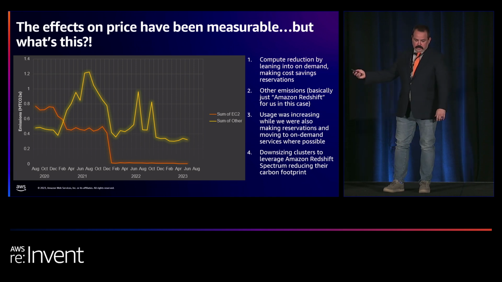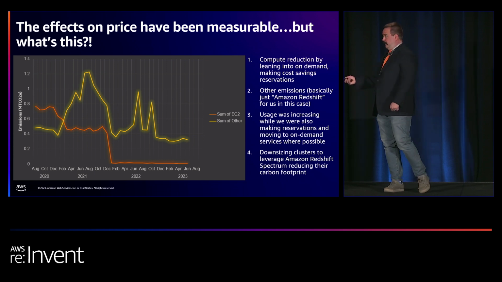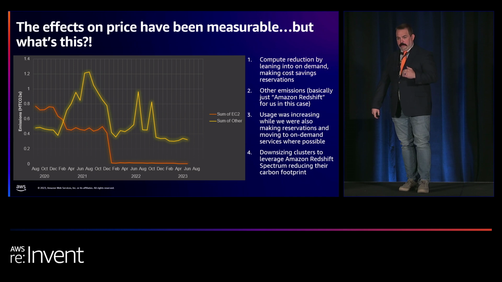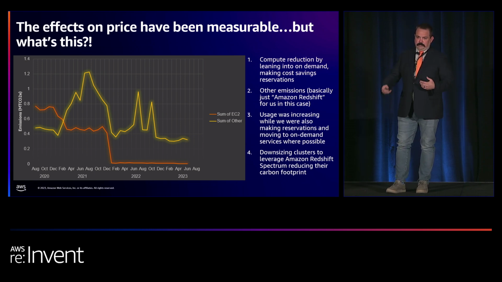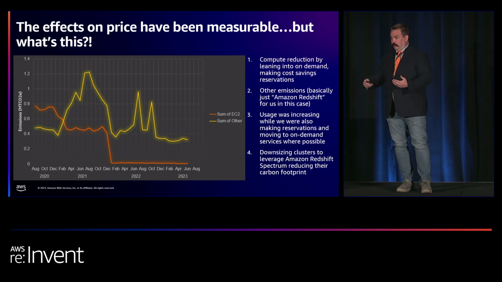So in this chart, the orange line is our EC2 emissions in metric tons of carbon emissions, and the other line is basically just Redshift. In Redshift, you'll remember we reduced the size of our cluster, which is that big spike, by leveraging Spectrum. But we also predominantly could only make use of reservations, so you don't get the same kind of emissions and cost savings as you would moving to on-demand things like Lambda and Batch, et cetera. But we did see a pretty big dip, and again, this was with more data and more usage, so incredible.